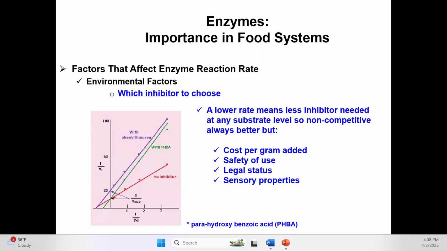But then there are considerations that you have to take: the cost of the inhibitor, whether or not it's GRAS, generally recognized as safe, is it legal to use, does it have no side effects, and does it impact the sensory perception? So there is always a compromise in choosing your inhibitors if you want to inhibit an enzyme.